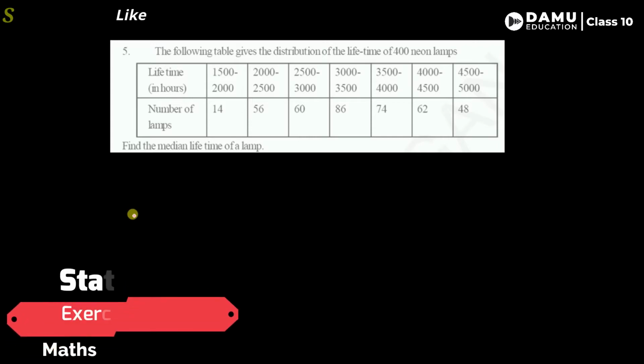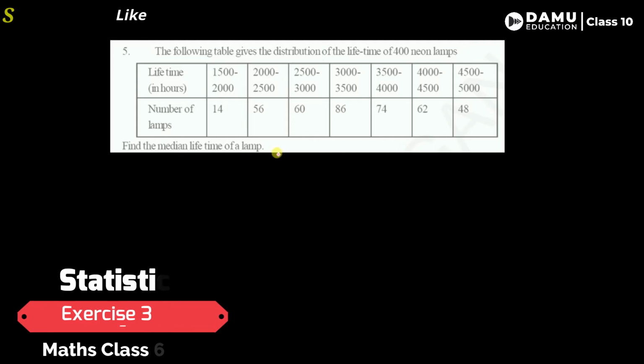So in this session, we are going to discuss our fifth question. The following table gives the distribution of lifetime of 400 neon lamps. So they are only telling the number of lamps. So here the number of observations, you can take it as 400. Simply n is equal to 400. Blindly you can go with the first number they have given.